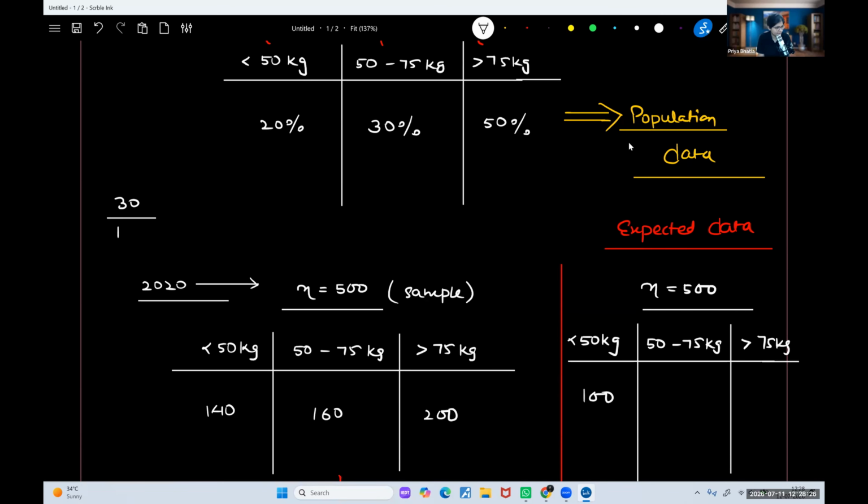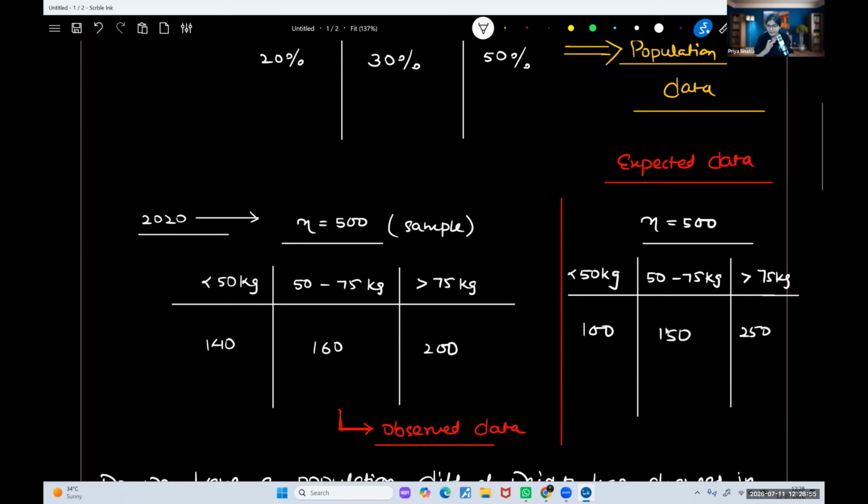30% ऑफ 500, दिस इज 150. Similarly, 50% of 500. This is 250. हो गया? ऐड करोगे तो क्या आंसर आएगा? 500 आएगा. Just verify once and let me know, is this all right? Are we able to understand observed data and expected data, how we evaluate that?